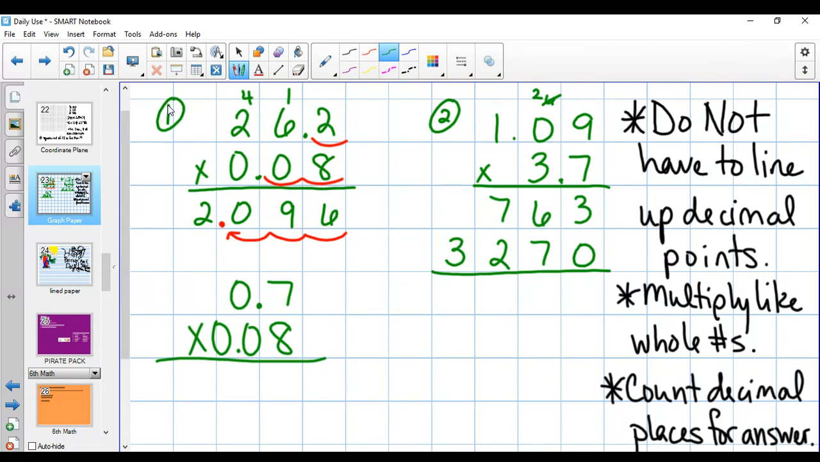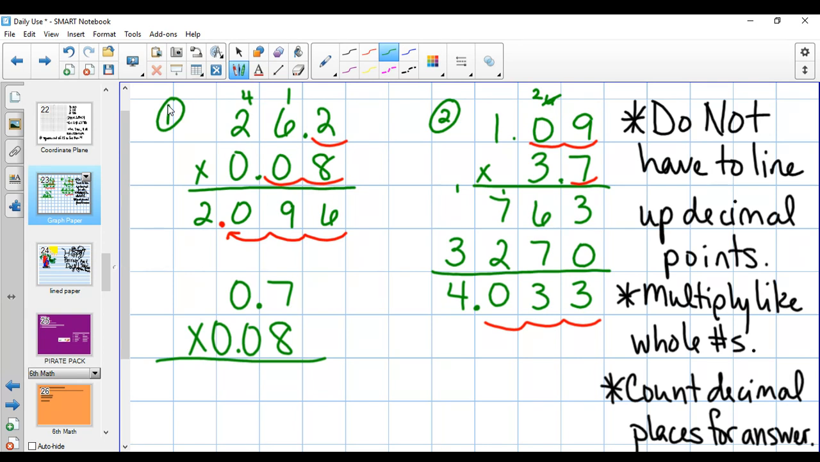Now, I've done my 2-digit multiplication. I need to add. 6 plus 7 is 13. 1 plus 7 is 8 plus 2 is 10. Carry a 1. 3 plus 1 is 4. Now, again, I go back to the original problem and I count 1, 2, 3 decimal places. So in my final answer, I need 1, 2, 3 decimal places to get 4.033.